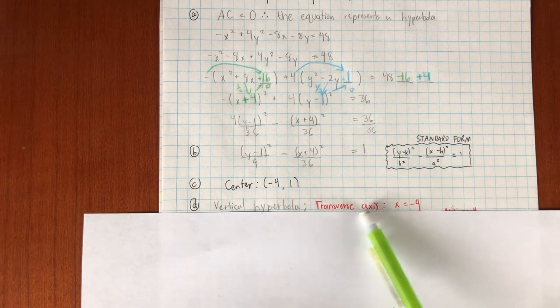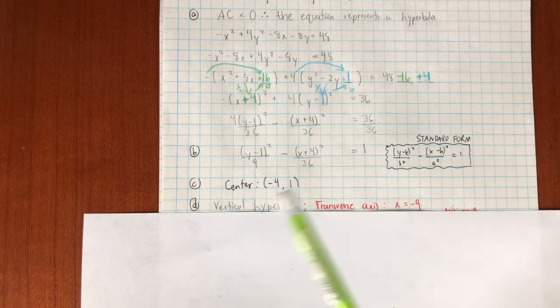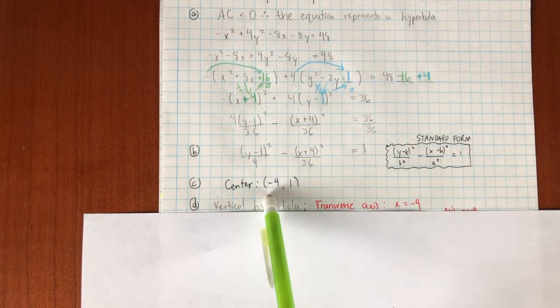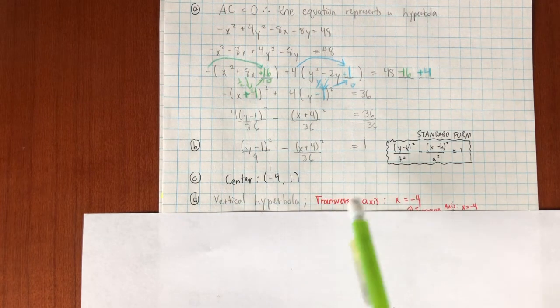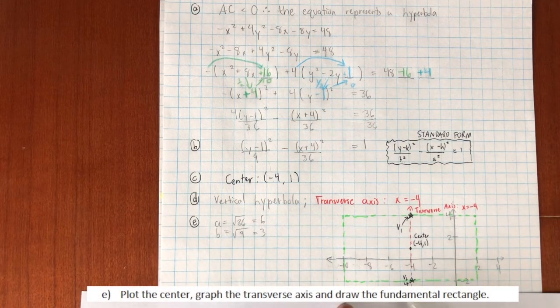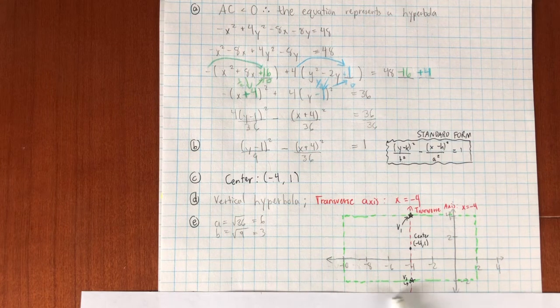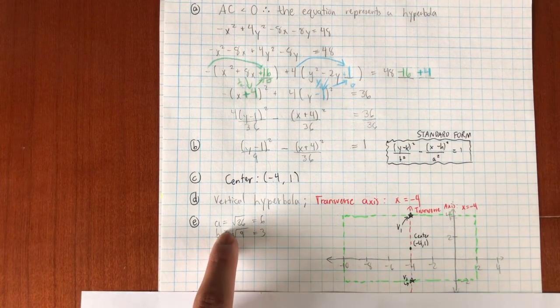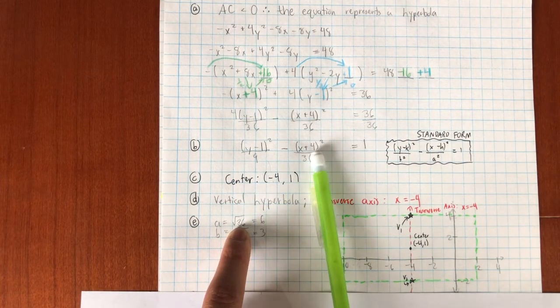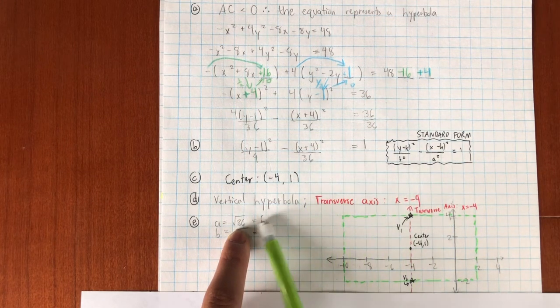So the transverse axis has to be vertical, as it is a vertical hyperbola, and it goes through the center, (-4, 1). So our transverse axis is going to be x equals -4. Right here I have it plotted out on the Cartesian plane, (-4, 1) for our center, and I have our transverse axis at x = -4. And then our next step is to find the fundamental rectangle. Our fundamental rectangle can be found by identifying a and b. So our a is going to be the square root of 36, because 36 is where our a squared position is, so we must square root that.